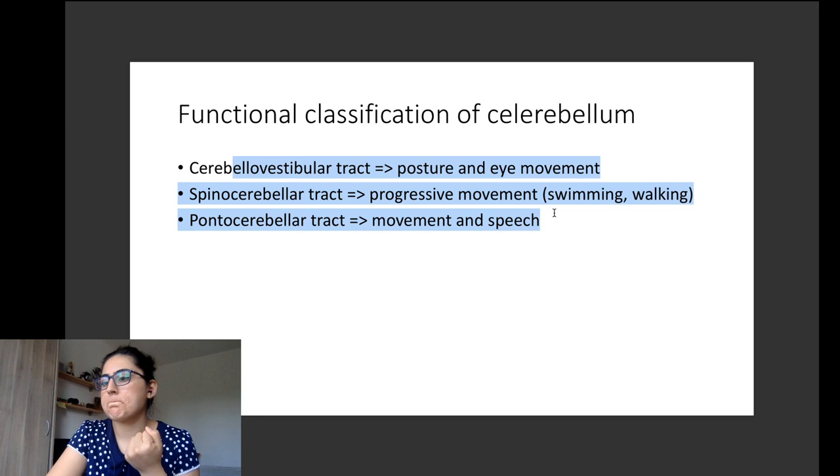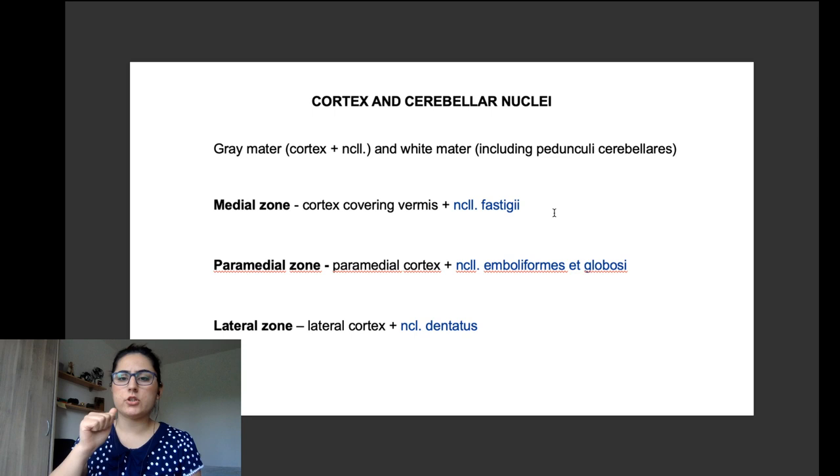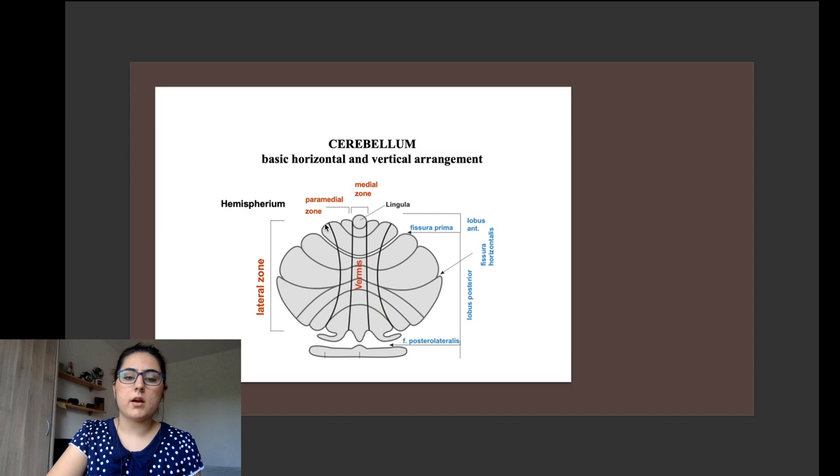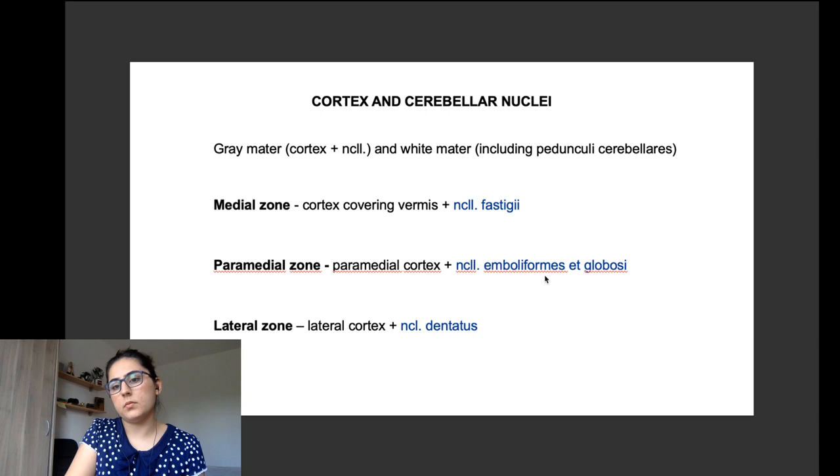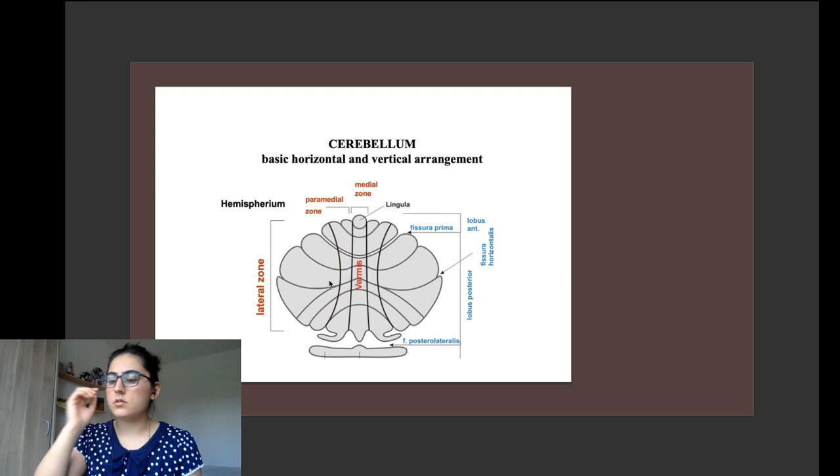There's the other classification. This is taken from Dr. Marek's lectures. We can divide the cortex and the cerebellar nuclei into another arrangement called the medial, paramedial, and lateral zone. The medial zone is going to be my fastigial nucleus with the cortex covering that vermis area. The paramedial zone is going to be the nucleus slightly more lateral, the emboliform and globose. That's over here. And we've got the lateral zone coming up over here. That's going to be my lateral cortex with my nucleus dentatus, which will be over here, right?